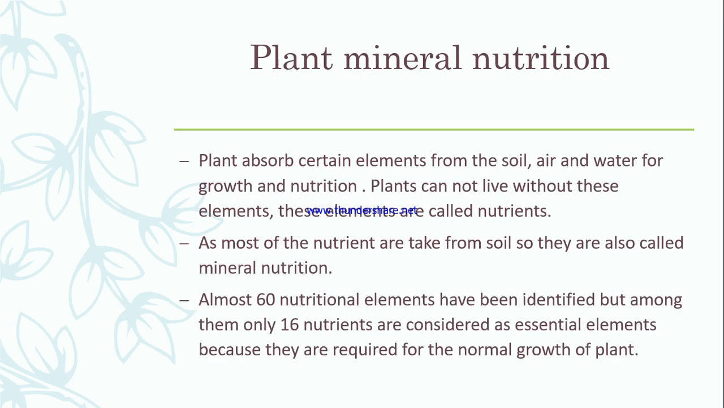First we have to know what plant mineral nutrition is. Plants absorb certain elements from soil, water, and air for their normal growth and development. Plants actually cannot live without these elements, so these elements are called nutrients. As most of the nutrients are taken from soil, sometimes they are also called mineral nutrients. Almost 60 nutrient elements have been identified, but among them 16 are identified as essential because they are very important for the normal growth of plants.